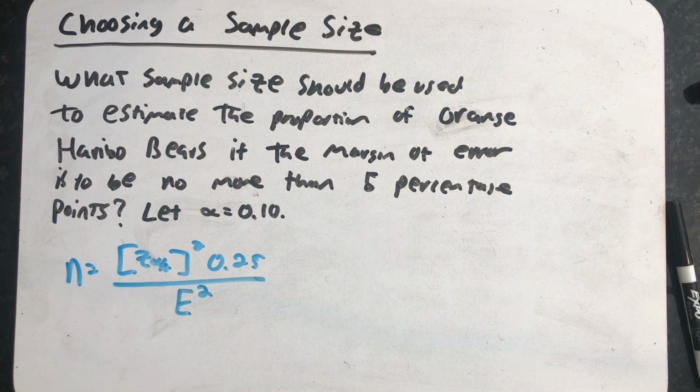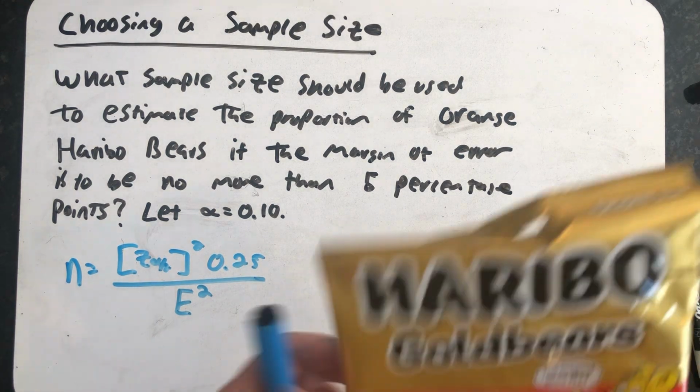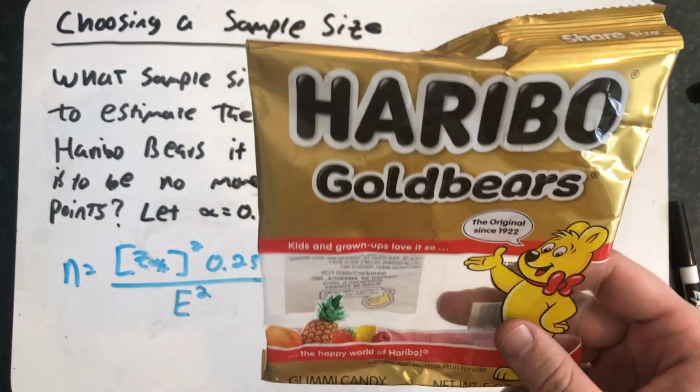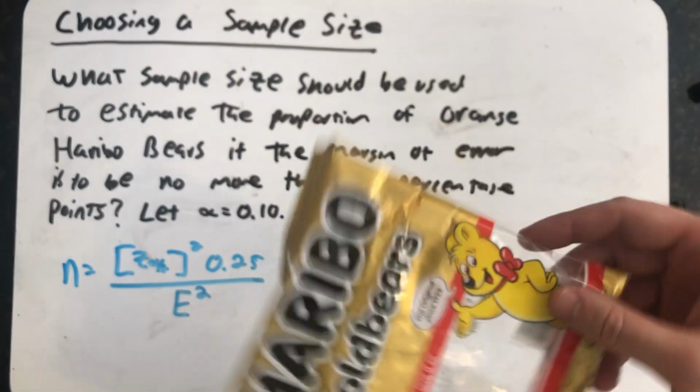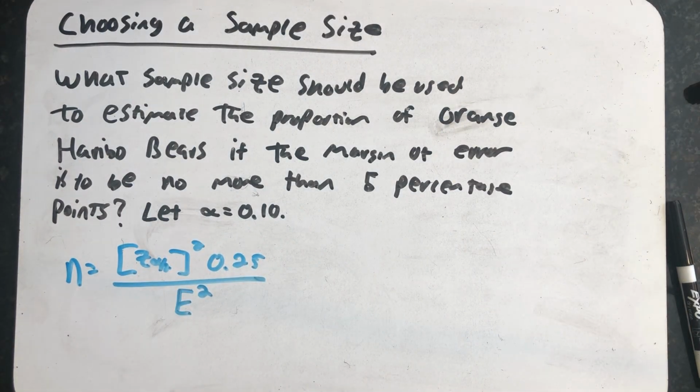If you're watching these videos in order, you know what I'll do in the second part of the video, where I actually use the value of p hat I used when I examined the number of orange bears in this bag. But for right now I'm going to pretend I don't know that, or I haven't seen that video.